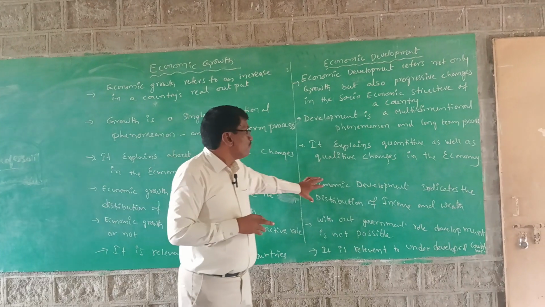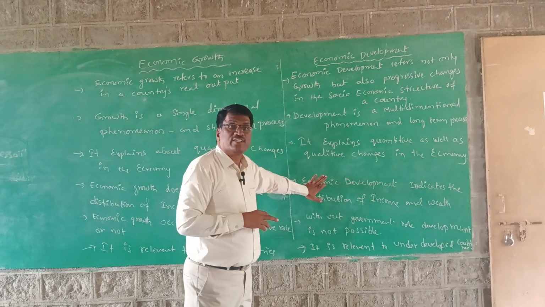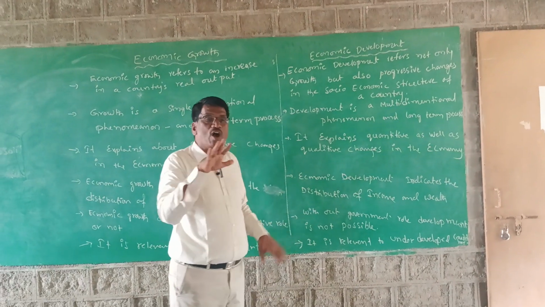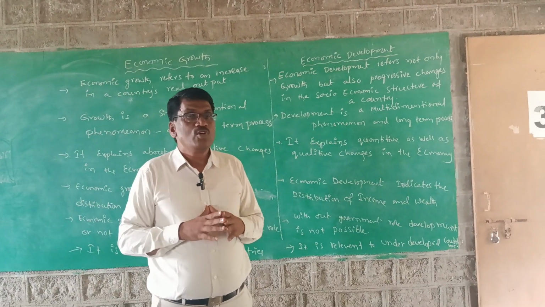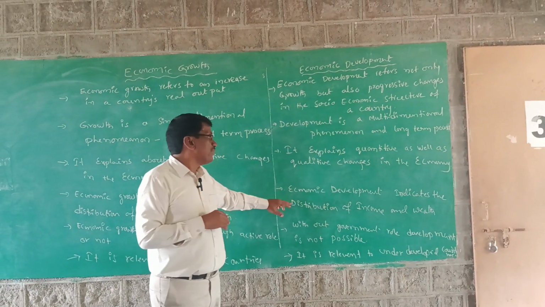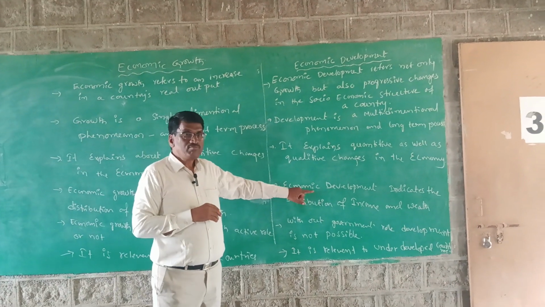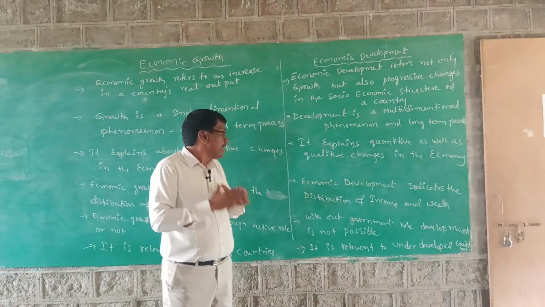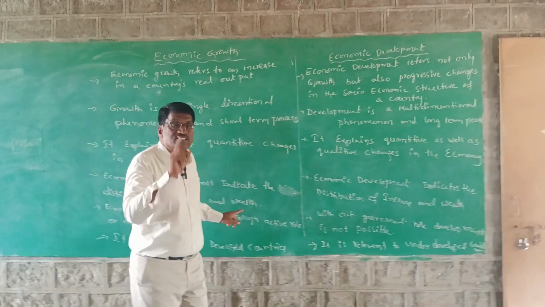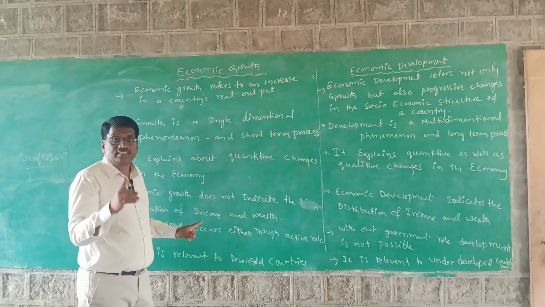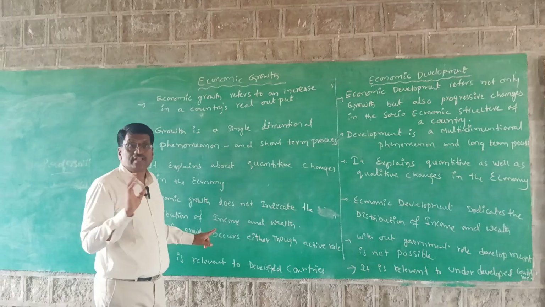So it's a big process. It explains everything of that country. That means they have to get social justice in that country. So that is the development feature. The development feature indicates the distribution of income and wealth, but growth does not discuss the income and wealth distribution of that country.